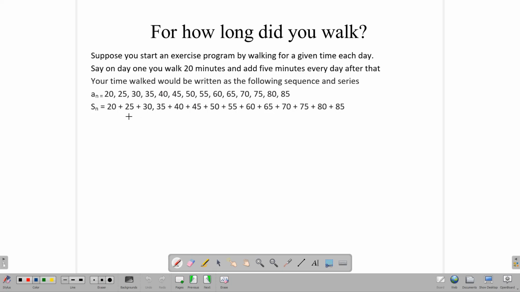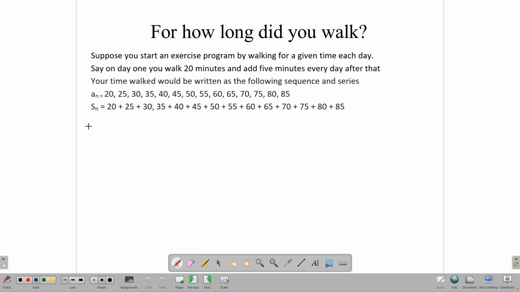In the event though that your sequence has a lot of numbers, so for example, suppose you decided to run your exercise program for 3 months, then that is a lot of numbers. And it would be a bit impractical to sit there and type 3 months of numbers into your calculator. So we want to find a more efficient and better way to add these kinds of numbers in a sequence and series.